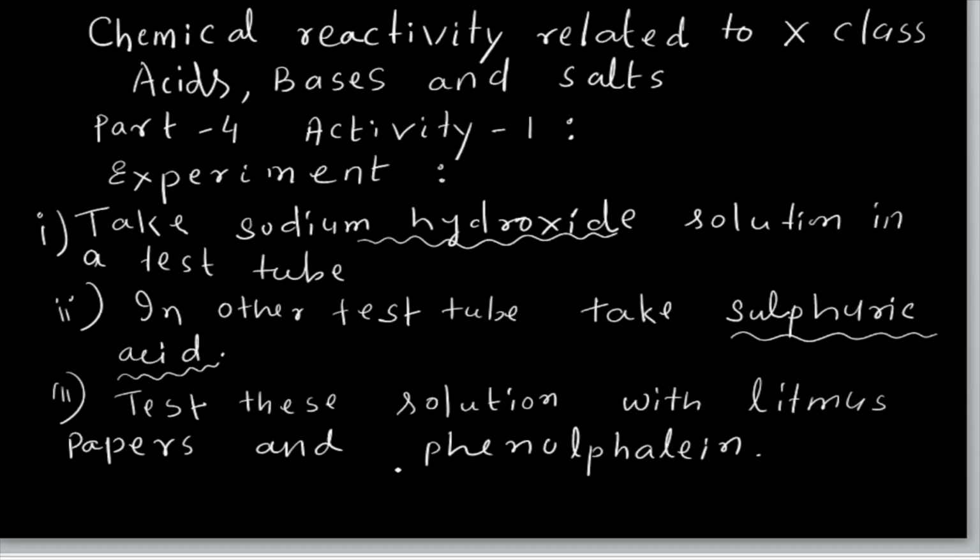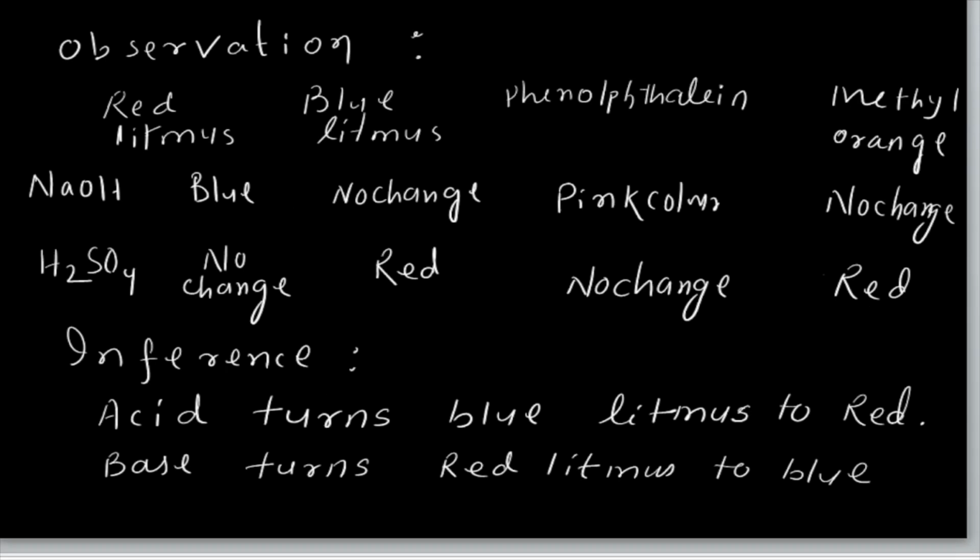Litmus paper, what will it do? Acid always changes blue litmus paper to red. And alkali, that is sodium hydroxide, which is a base, always changes red litmus to blue color. Now here, sodium hydroxide, you take litmus paper, and what happens? Sodium hydroxide changes red litmus to blue. And here sodium hydroxide as a base, no change in blue litmus paper. Phenolphthalein gives pink color, and methyl orange, no change.